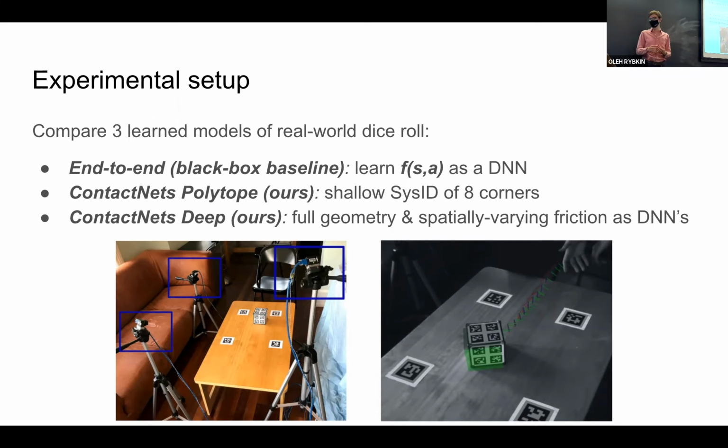The second model we're going to evaluate is one we call ContactNets polytope. This is an iteration of ContactNets that looks a little bit more like system identification, where we have a handful of unknown constants. In this case, this is just the position of the 8 corners of the cube in body frame. So 24 parameters, give or take. And then the third thing that we're going to test is the full version of ContactNets, where all of the frictional behavior and all the geometry in the system, we're going to learn purely as a deep neural network.